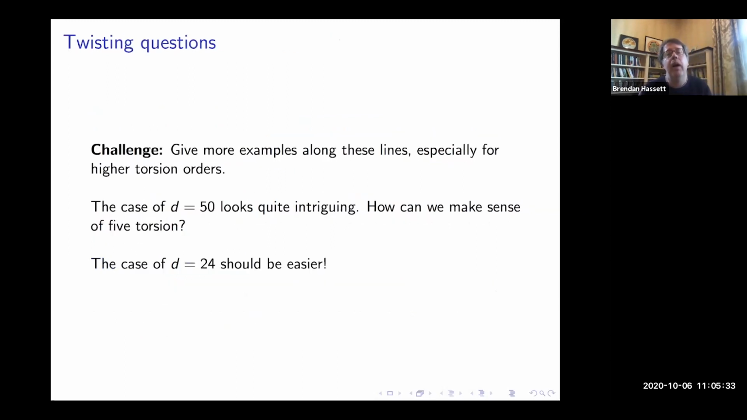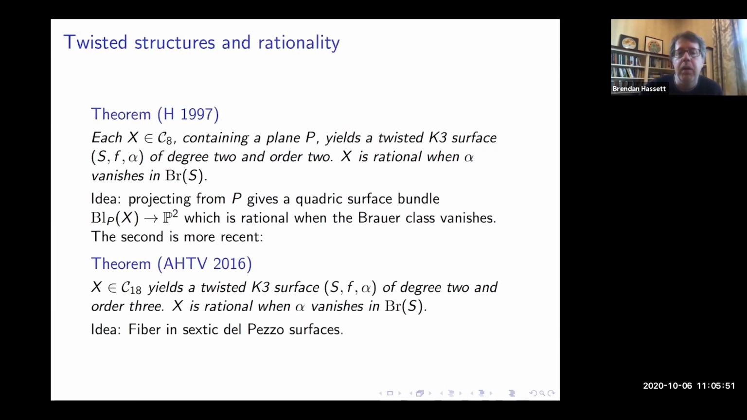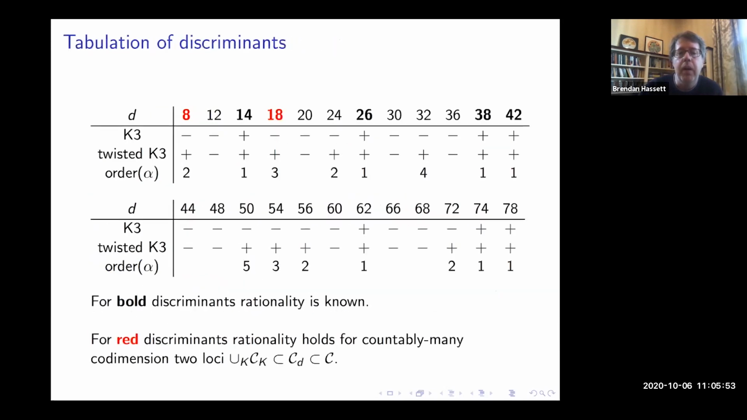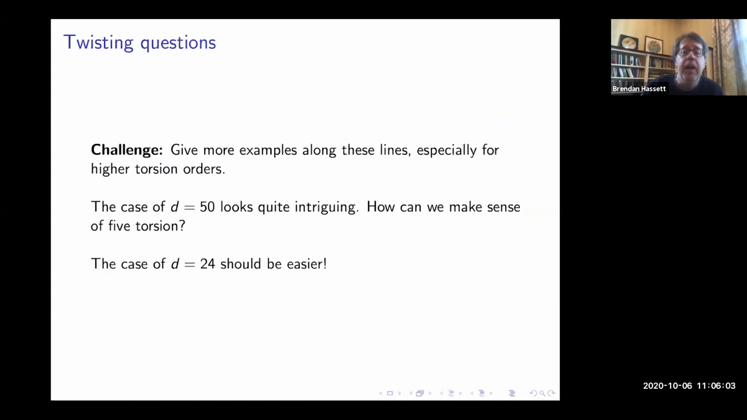So now let me ask a couple of questions about these things. Here we've looked at examples where the Brauer elements were 2 torsion and 3 torsion. How about 5 torsion? So the case of discriminant 50, if you go back in my chart. 50 does have a twisted K3. It does not have an associated K3. And so can we get some kind of rationality result?